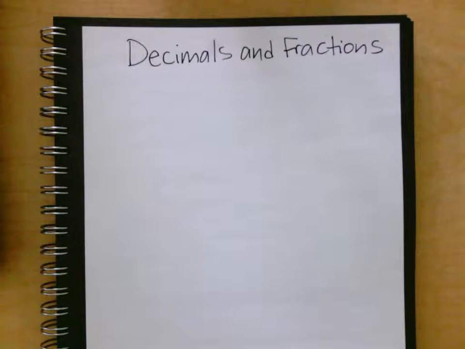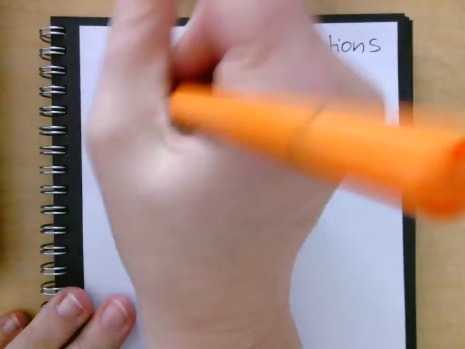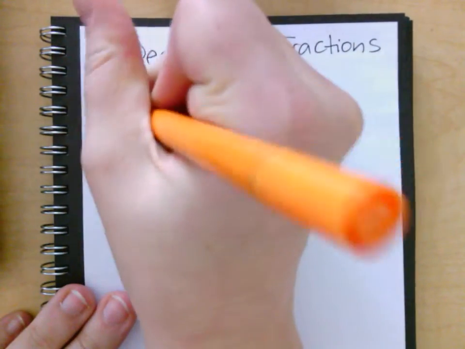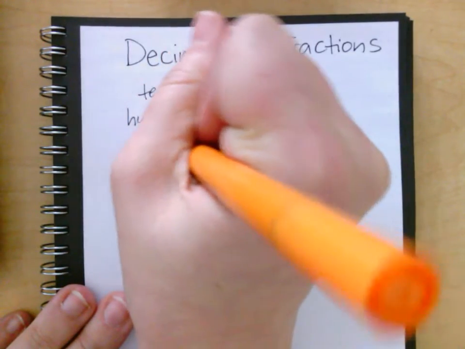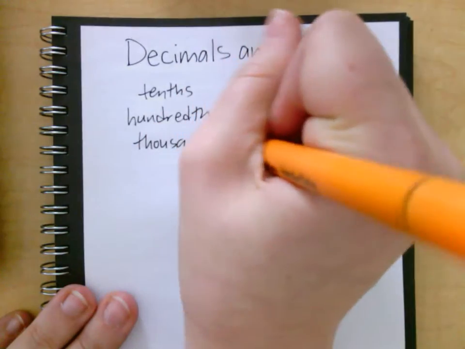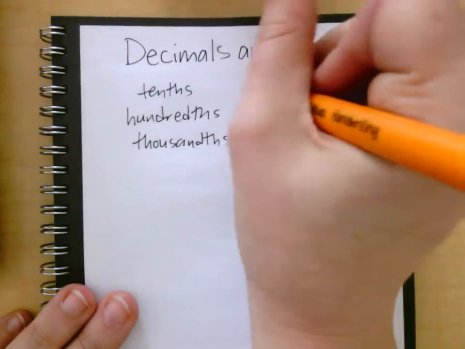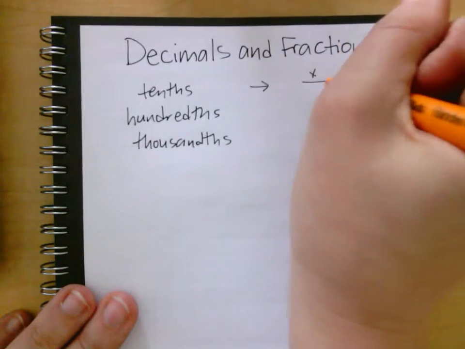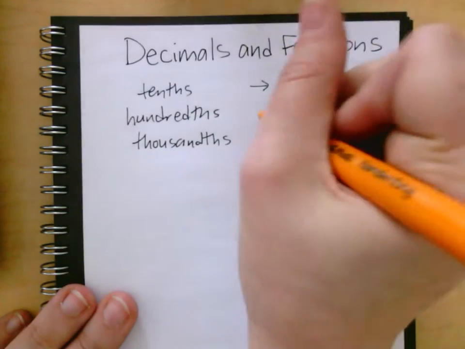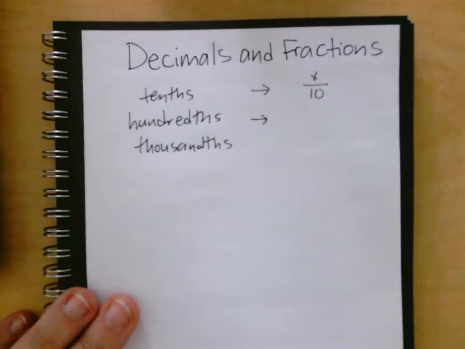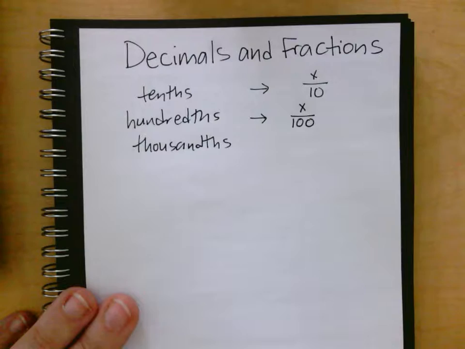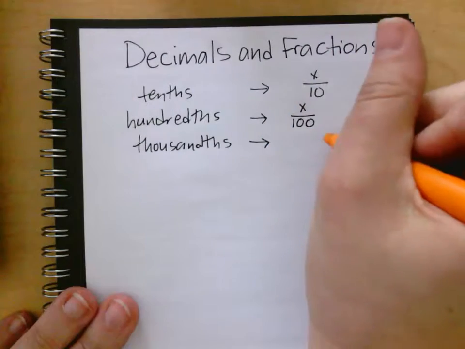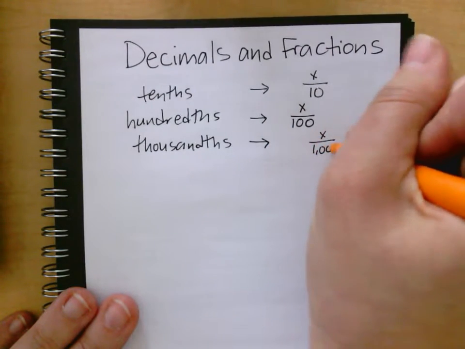There are a lot of connections in math between decimals and fractions, and we know that with our decimals we have tenths, hundredths, and thousandths. And that equates to, if we have tenths in fraction form, that would be a number over 10. If we have hundredths, that would be a number over 100. And if we have our thousandths, that would be a number over 1,000.